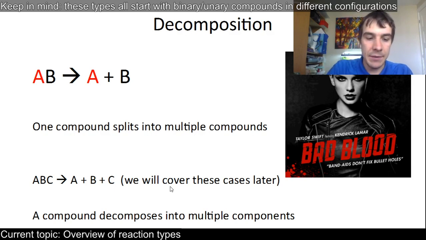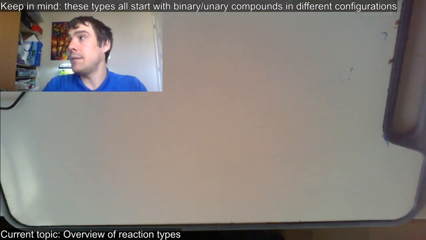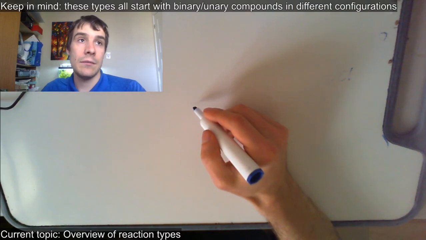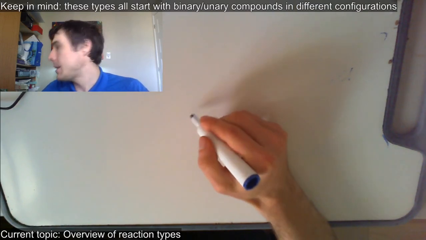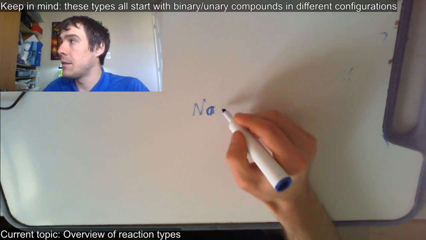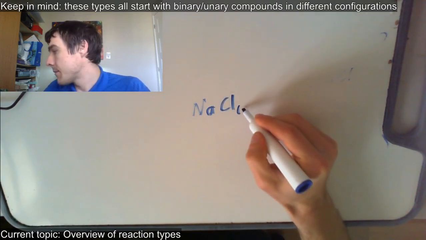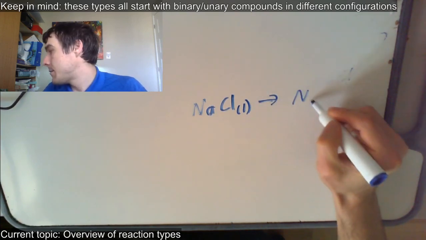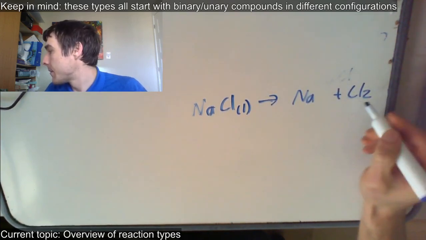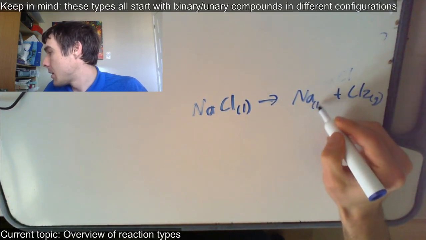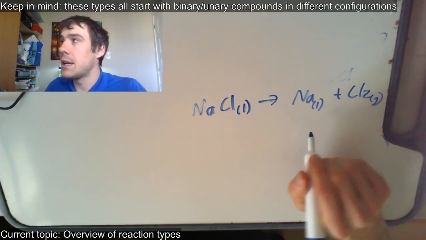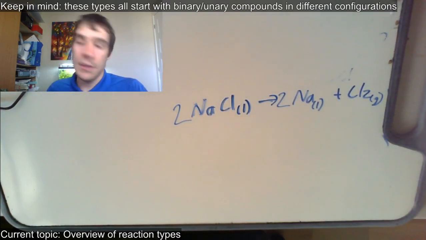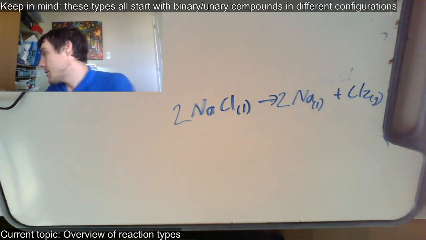Maybe one example of a decomposition that we could do is, if you take sodium chloride and you melt it, liquid sodium chloride, you can actually bring it back out to sodium plus chlorine. Liquid sodium and chlorine gas, you can actually separate it back out, and obviously we'll need to balance that. So that's a decomposition reaction.